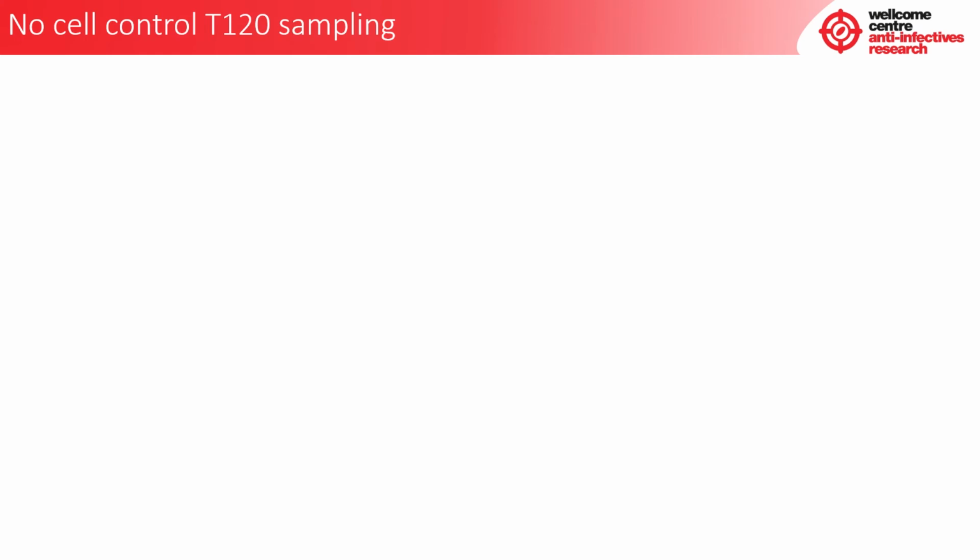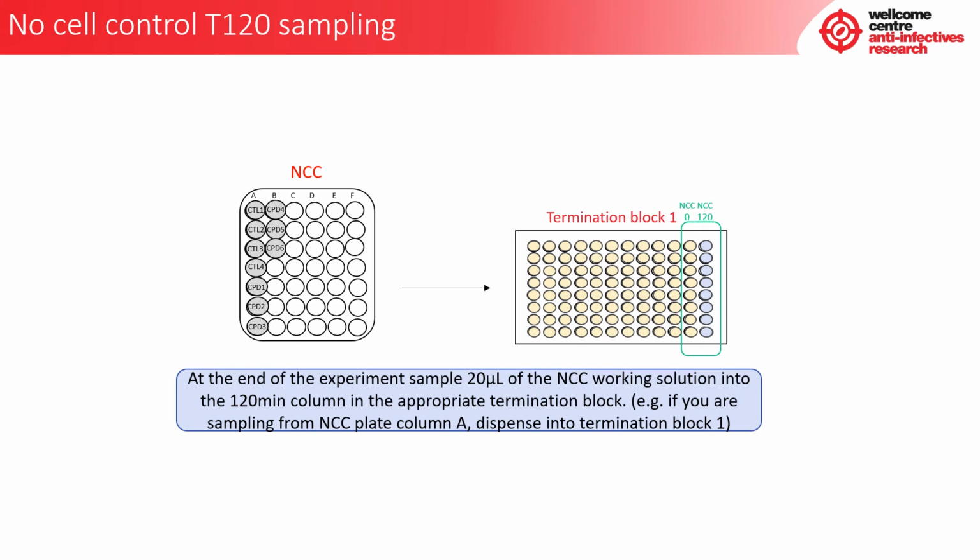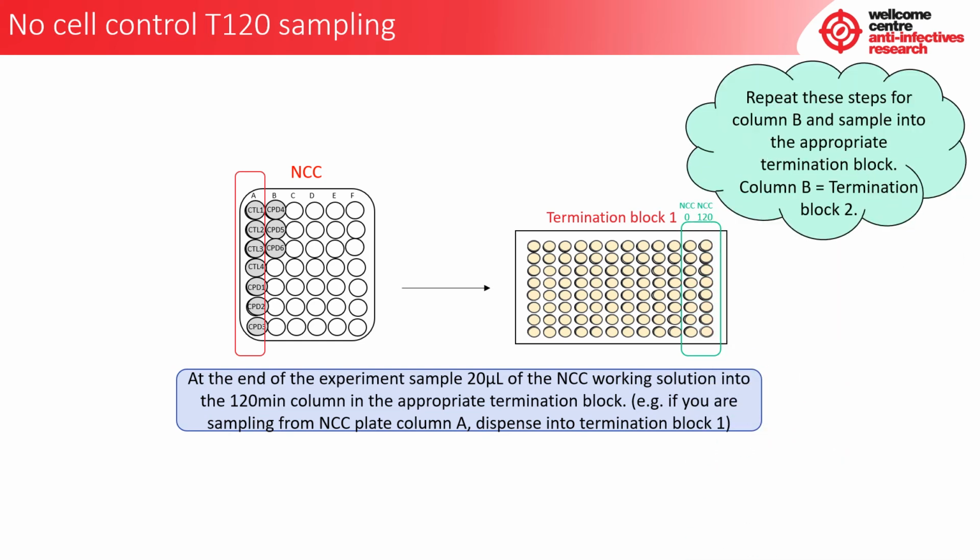No cell control T120 sampling. At the end of the experiment, sample 20 microliters of the no cell control working solution into the 120-minute column in the appropriate termination block. For example, if you are sampling from the no cell control plate, column A, dispense into termination block 1. Repeat these steps for column B and sample into the appropriate termination block. Column B goes into termination block 2.